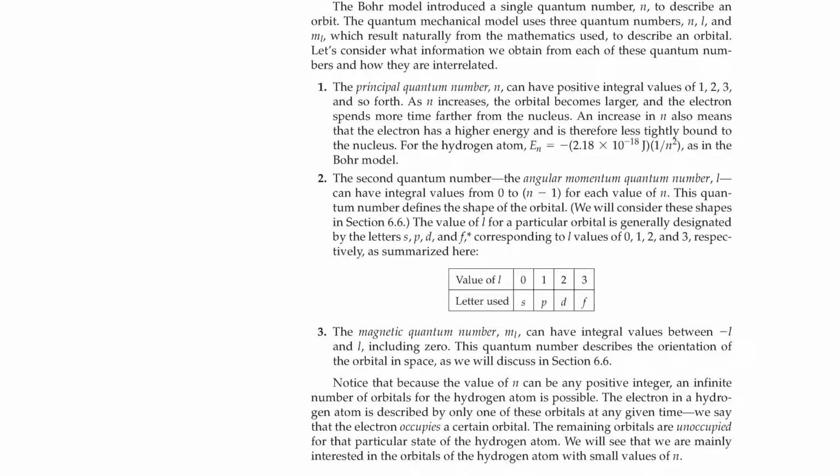Number 3, the magnetic quantum number, m sub L, can have integral values between negative L and positive L, including 0. This quantum number describes the orientation of the orbital in space, as we'll discuss in section 6.6.